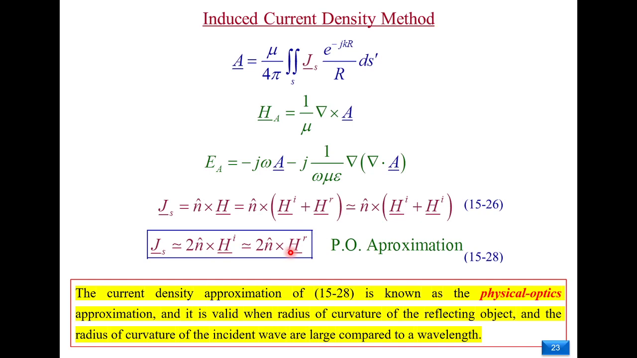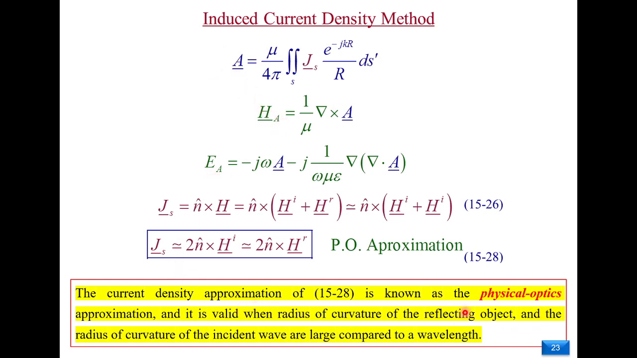So this way, if we know the feeder or the illuminator, we can find the magnetic field incident on the reflector. It will equal the reflected field at the reflector antenna. So we can get the total current. We have the surface current now. We apply the integration to find the total auxiliary function A. From A, we can find H and E.